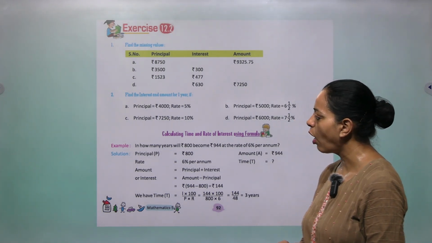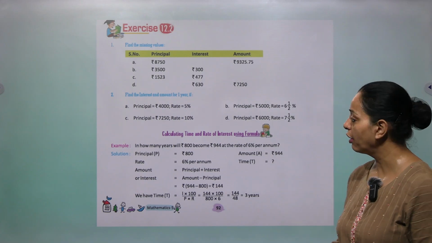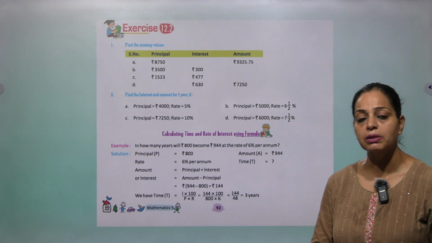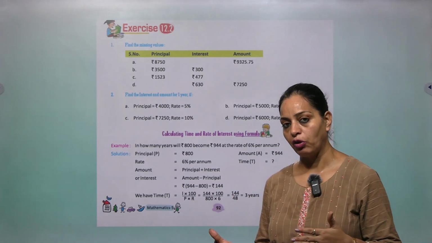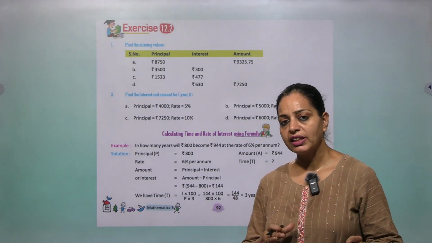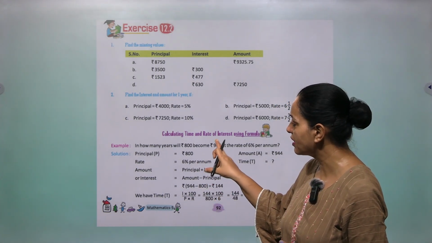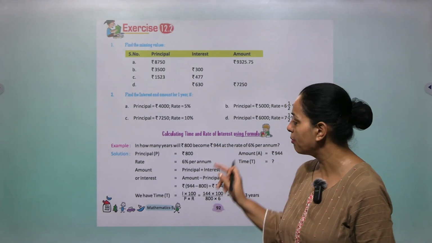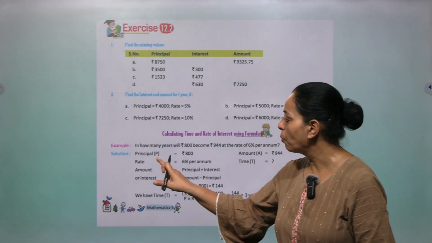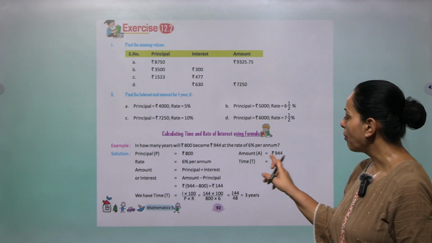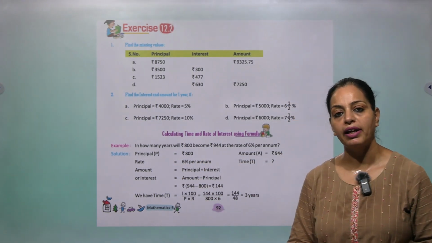The example is given here. In how many years will rupees 800 become rupees 944 at the rate of 6% per annum? Whenever we say this money becomes this more money, it means this is the amount. And this is the principal. So P is rupees 800, amount is rupees 944, and rate is 6% per annum.